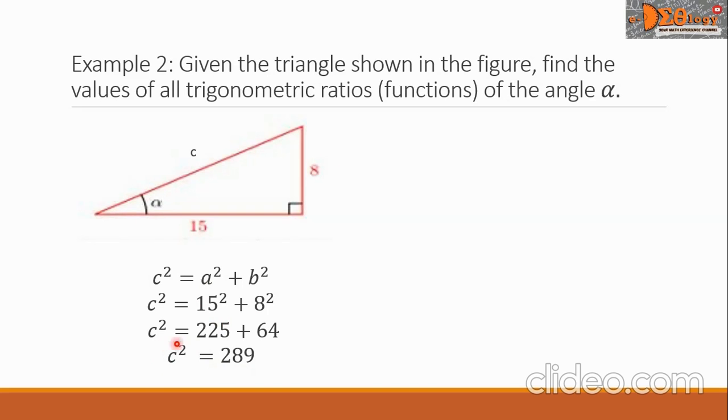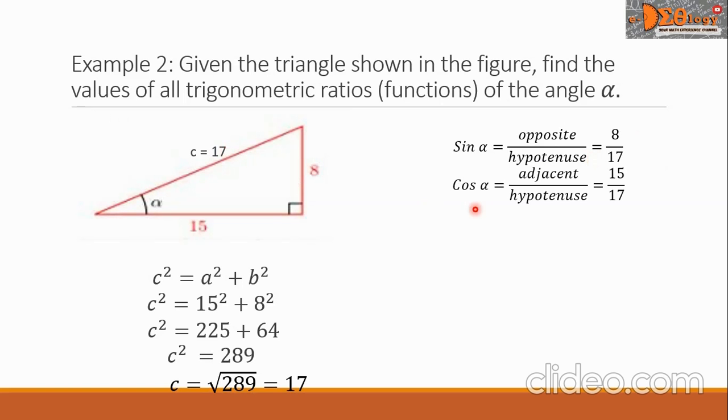We will get the square root of both sides. Only c will come down here, and we will take the square root of 289, which is equal to 17. So the value of c is 17. Then we will start writing our trigonometric ratios. Let's begin with the sine alpha. We know the ratio is opposite over hypotenuse, and that is equal to 8 over 17.